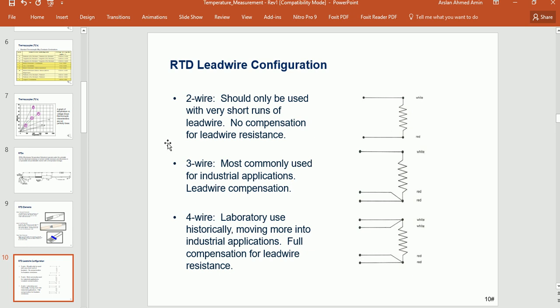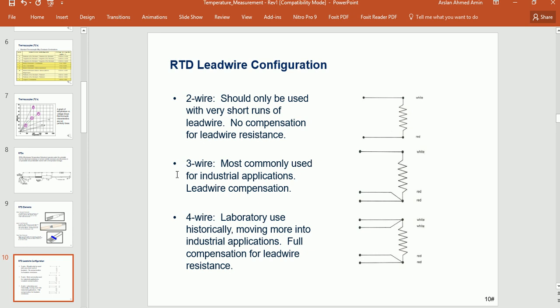We know that when two resistances are connected in parallel, the net resistance decreases. That's why these are known as compensation wires, to reduce the overall lead resistance, so that only the actual resistance effect of the RTD element is considered. So a 2 wire should only be used with very short runs of lead wire, with no compensation for lead wire resistance. There should not be so much distance, otherwise the resistance effect of the leads will be involved.